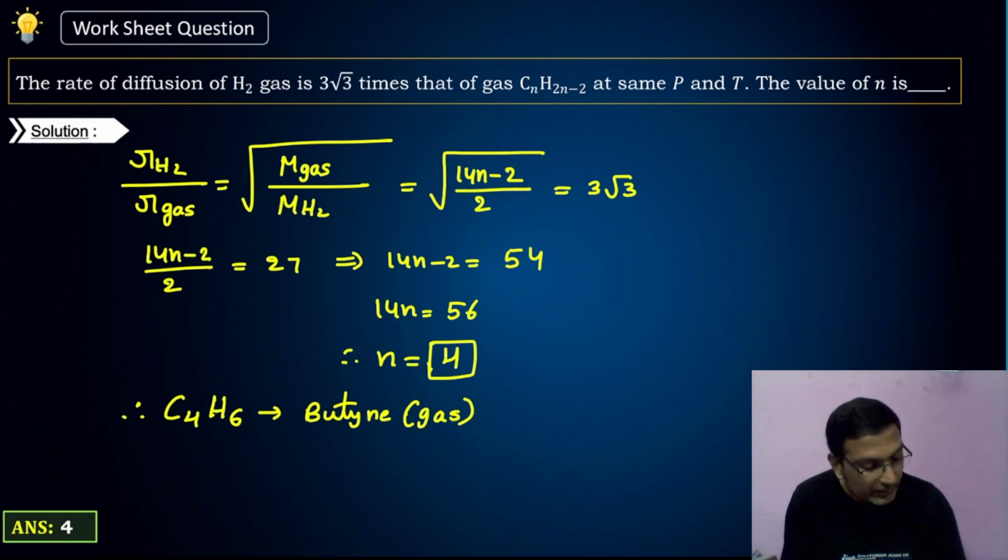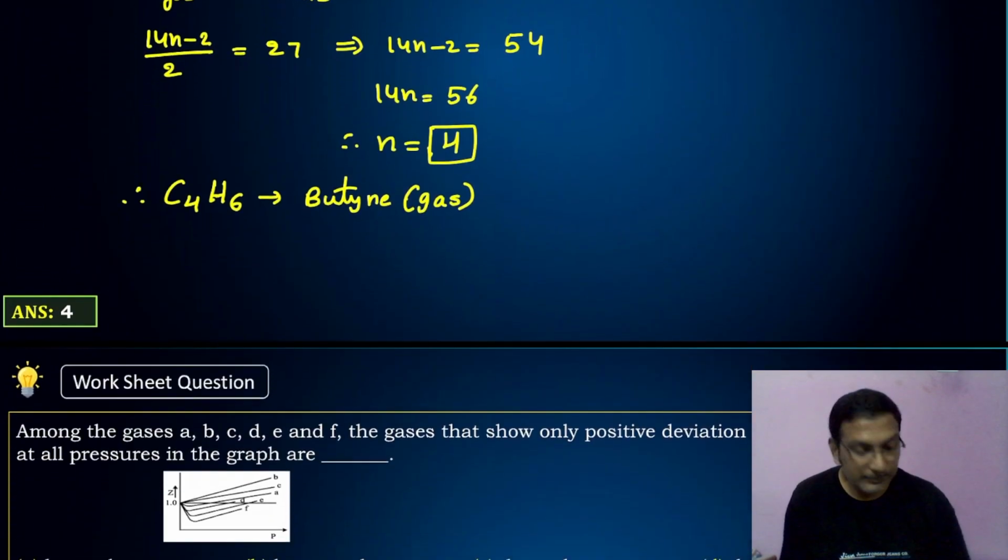C4H6, butane, alkyne. N value is 4. Next.